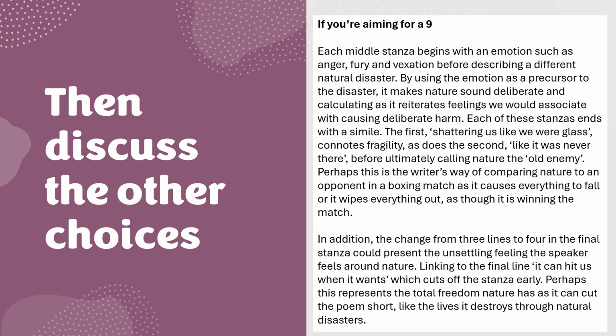This one doesn't look to you, perhaps, like it is talking about structure, but it is. It's talking about how each stanza in the middle starts with an emotion, that's a structural point, and how each stanza in the middle ends with a simile. So again, that is the structure of the poem. The poet is doing that on purpose. They're starting with emotion, they're ending with a simile. They wouldn't have done that unless they were really thinking about it. And then you can see that in the next paragraph as well.